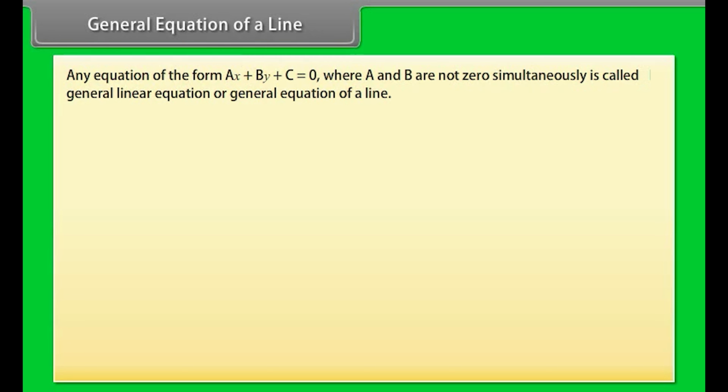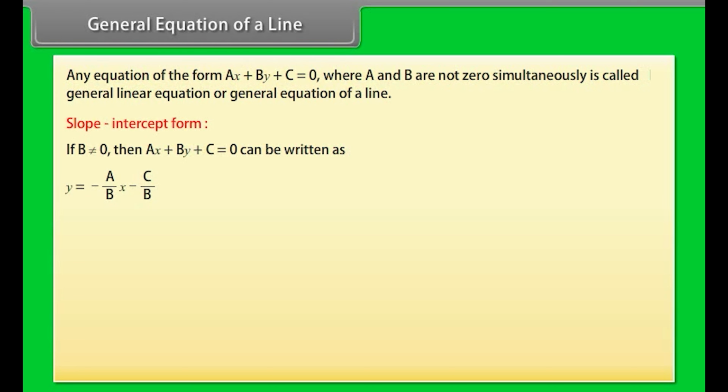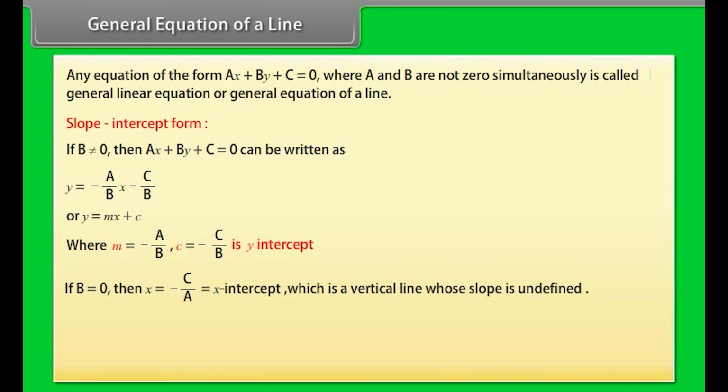Different forms of general equation. Slope-intercept form. If b is not equal to 0, then ax plus by plus c is equal to 0 can be written as y is equal to minus a x by b minus c by b, or y is equal to mx plus c, where m is equal to minus a by b, and c is equal to minus c by b is the y-intercept. If b is equal to 0, then x is equal to minus c by a is the x-intercept, which is a vertical line whose slope is undefined.